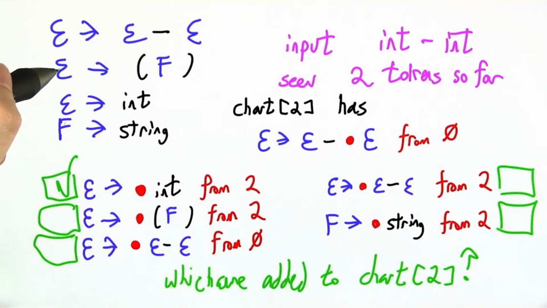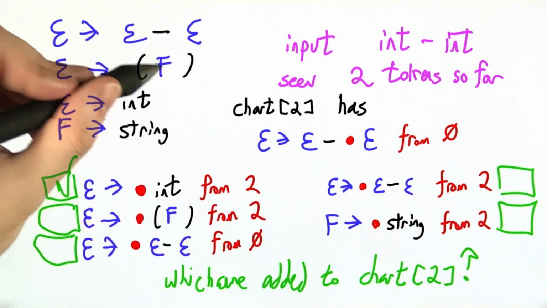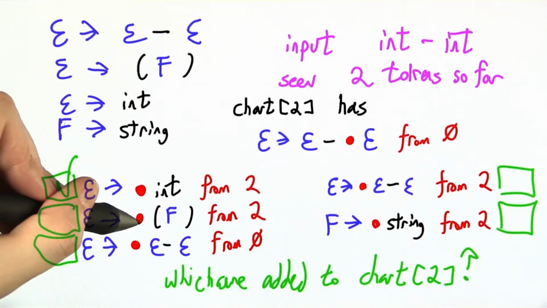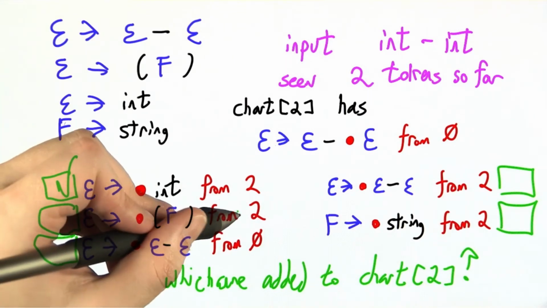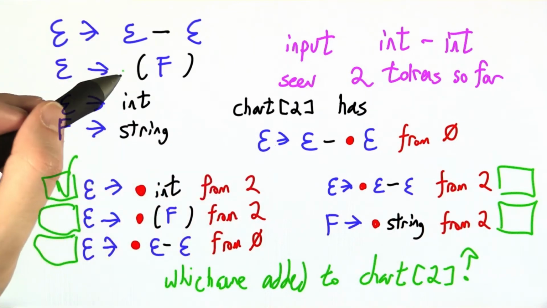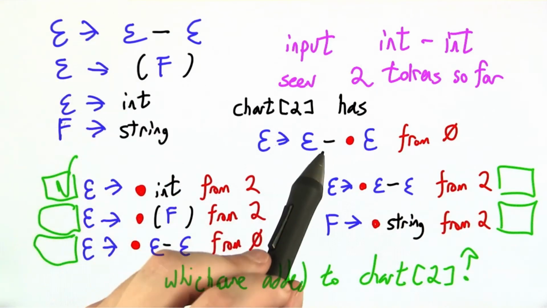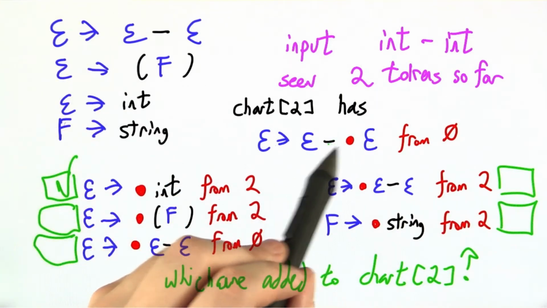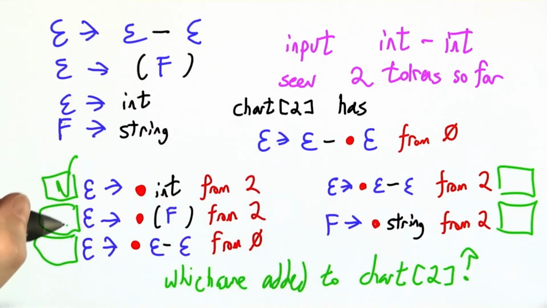Another possible rule is e goes to f in parentheses. So e goes to dot f in parentheses, coming from position 2, is a valid prediction we might make. We might see parentheses right after seeing a minus sign. That's valid for this language.